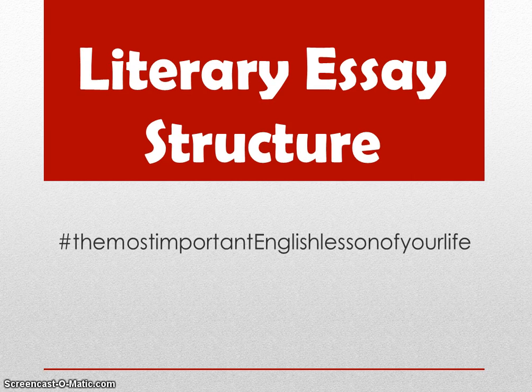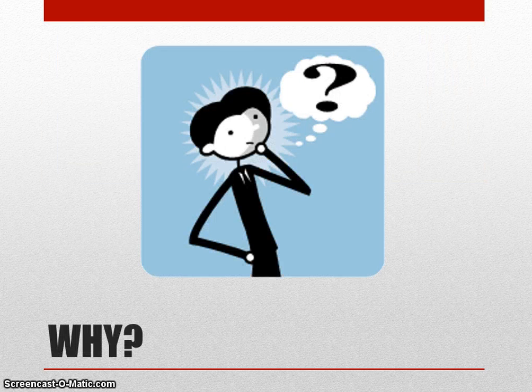I've named this hashtag the most important English lesson of your life because this is a skill that you'll be using up until the end of matric, and so it's really important that you understand the correct structure at this stage. Why? Well, as I mentioned, at the end of matric you'll be asked to write two literary essays, one for your novel and one for the play.